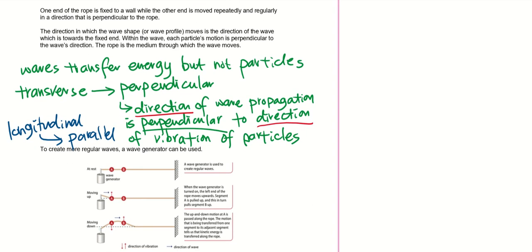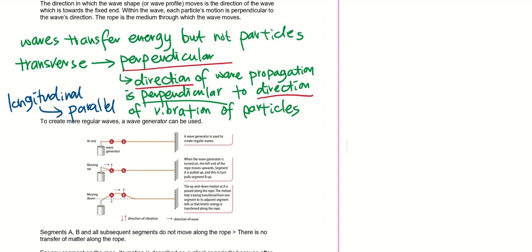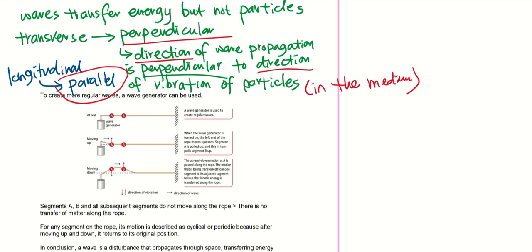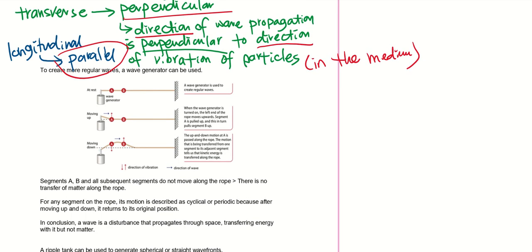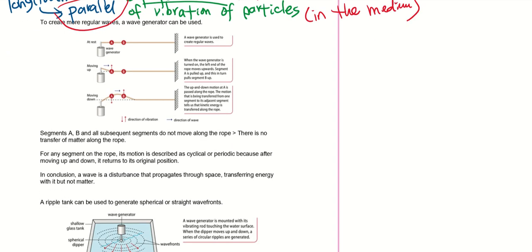So for transverse, just now I was talking about perpendicular: the wave motion is perpendicular to the direction of vibration of the particles in the medium. Then for longitudinal you just switch the directions to parallel. So just take note that for transverse, the wave direction is perpendicular to the direction of vibration of particles. For longitudinal it is parallel.